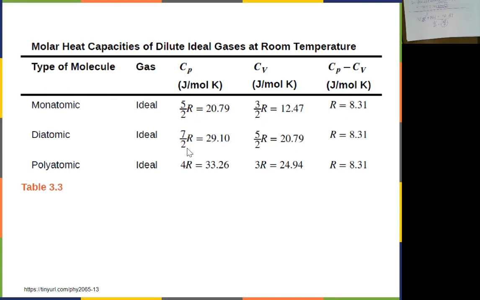For diatomic, Cp is 7/2 of R, Cv is 5/2, okay? And then the difference is again 8.31. And then for polyatomic gas, it's 4R for Cp and 3R for Cv. So the difference again is 1R, 8.31, okay?